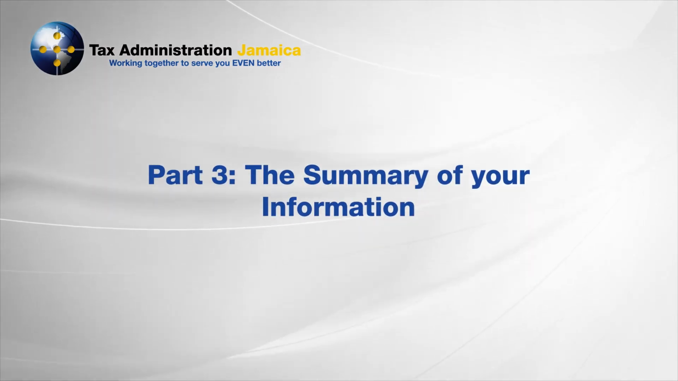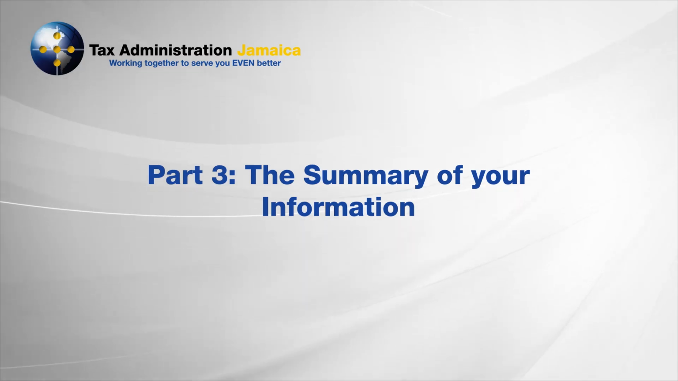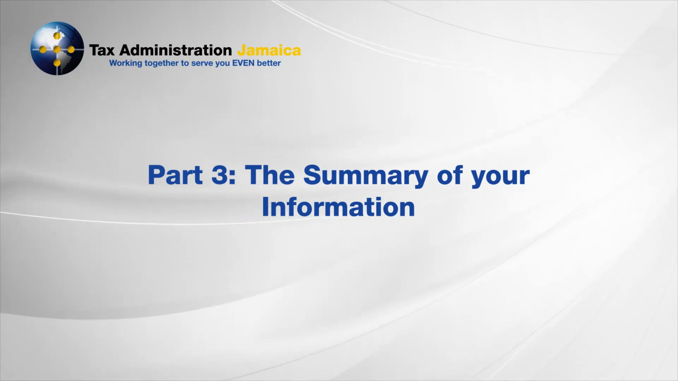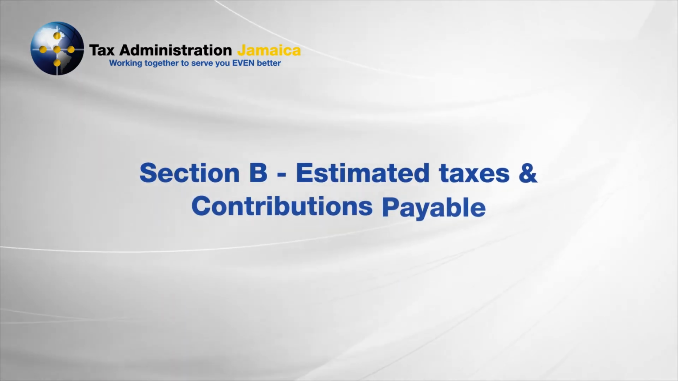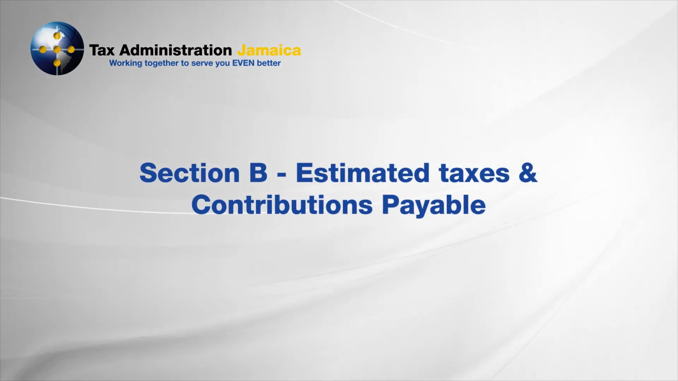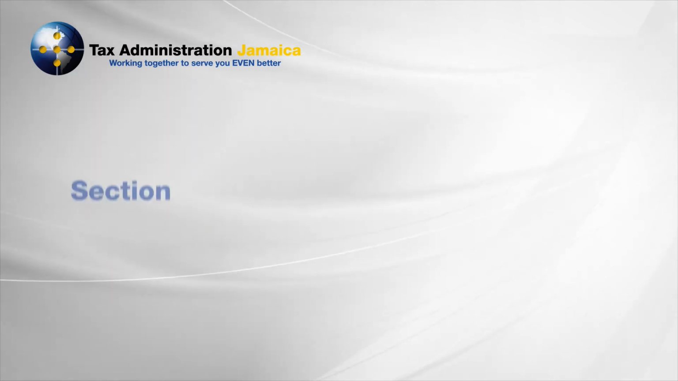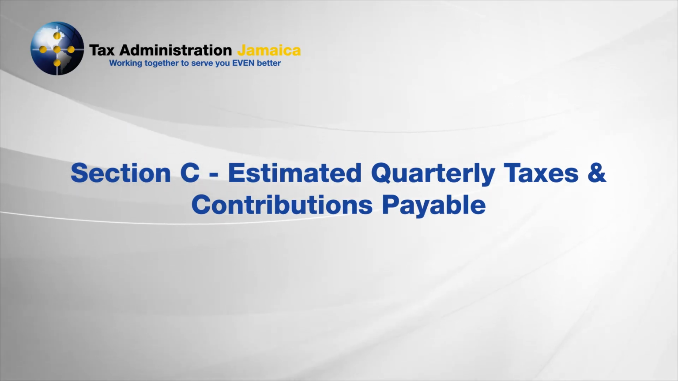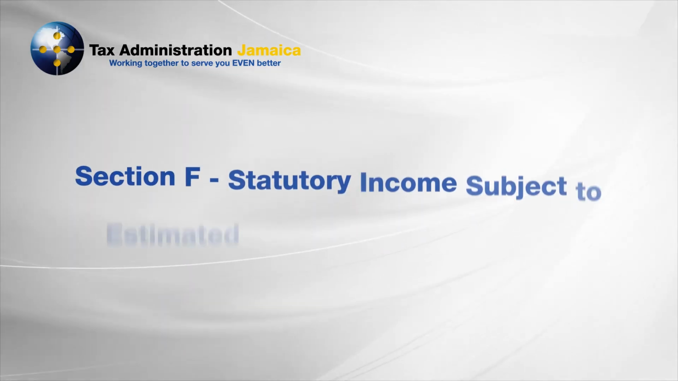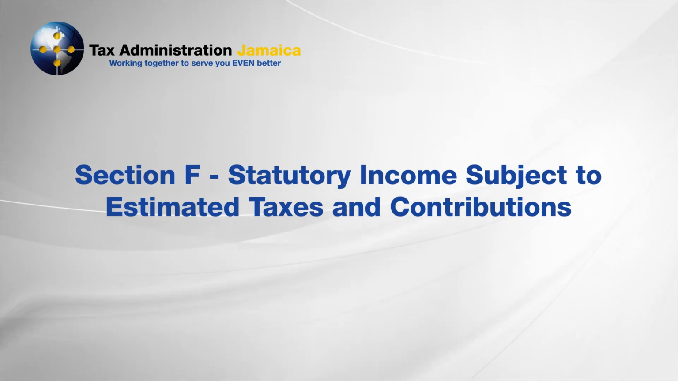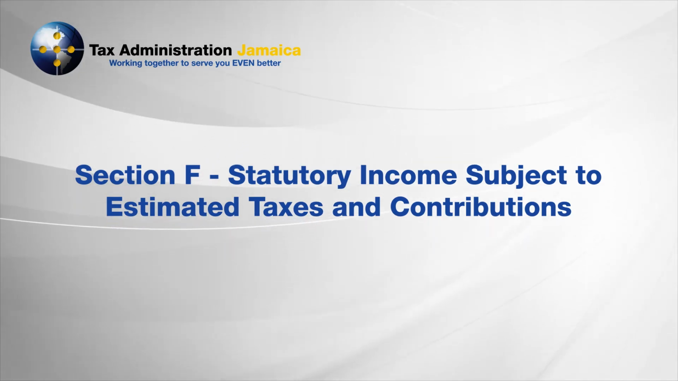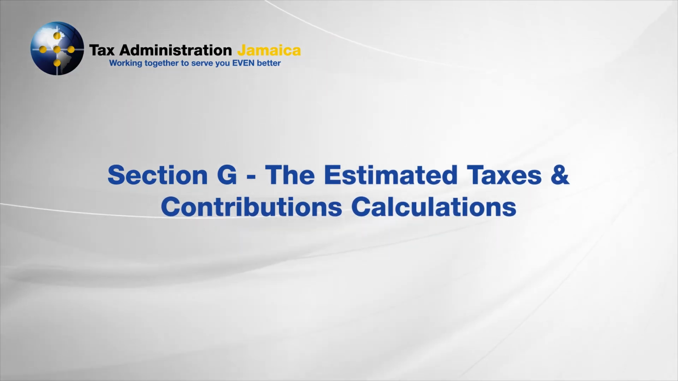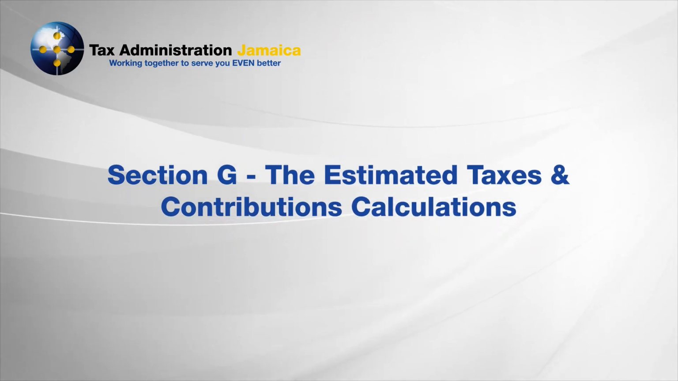Part 3, your summary. You should be seeing the information you have provided organized in the following sections. Section B, estimated taxes and contributions payable. Section C, estimated quarterly taxes and contributions payable. Section F, statutory income subject to estimated taxes and contributions. Section G, estimated taxes and contributions calculations.